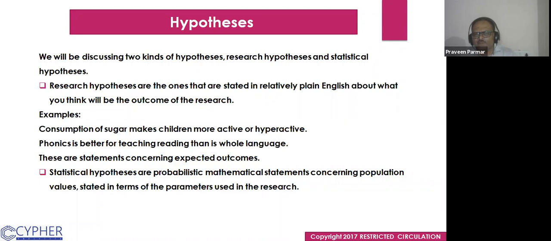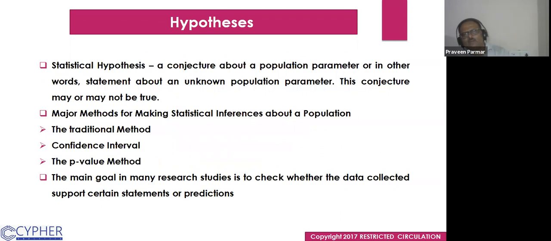But statistical hypotheses are probabilistic mathematical statements concerning population values, stated in terms of parameters. So that is a statistical hypothesis. Here we have some data and we work with the data, and that is a statistical hypothesis. It's a conjecture or an assumption about a population parameter, or in other words, a statement about an unknown population parameter. This conjecture may not be true. So I explain this first to you. A statistical hypothesis is an assumption about a population parameter.